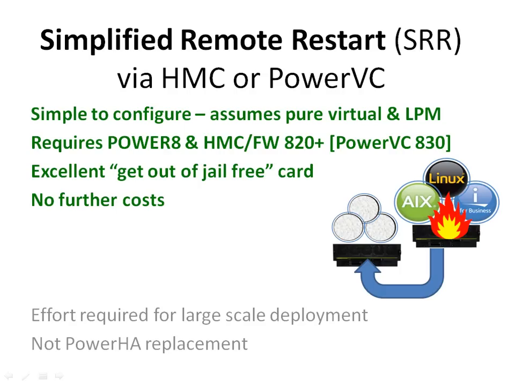Okay, we're about done. Simplified remote restart. Set up on the HMC, then controlled with HMC or PowerVC. Simple to configure, assuming you're pure virtual machines and you've already got live partition mobility up and running. It requires POWER8. Here's the versions you need, but I would recommend the latest HMC firmware and PowerVC. Excellent. Get out of jail free card. No longer do you have to rebuild by hand your LPARs and connect the disks over. You can get this all automatically done for you, and no further costs once you've got the PowerVM Enterprise Edition, that most people do.